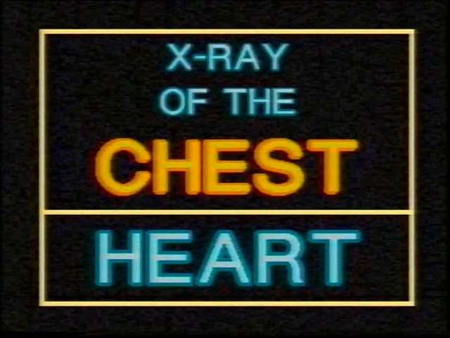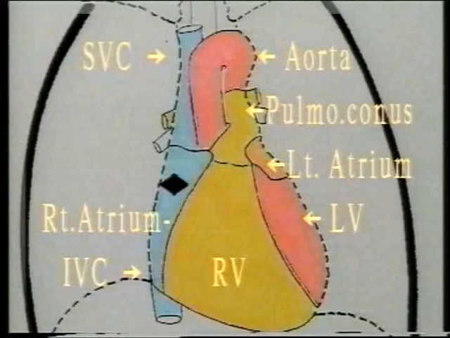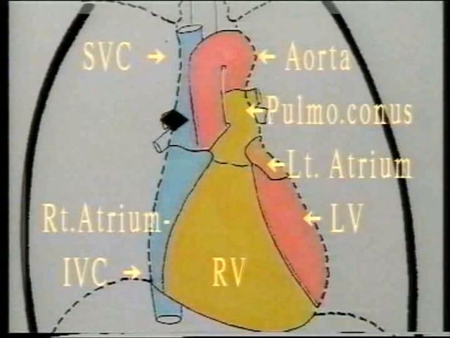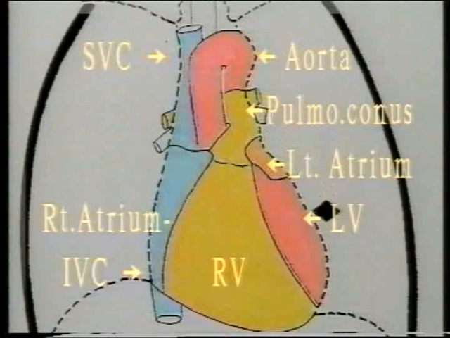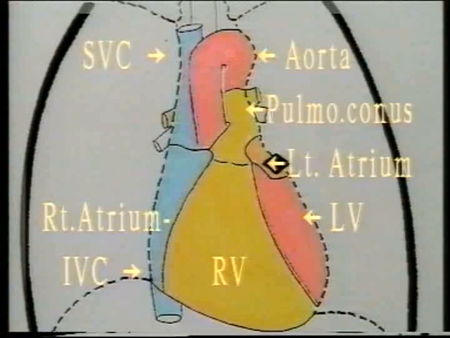In this section, we will first study the anatomy of the cardiac silhouette as seen on the X-ray. The black pointer is on the right atrium. Now this is the superior vena cava draining into it, and this is the inferior vena cava draining into it. This is the right ventricle, the pulmonary valve, and the pulmonary conus, which divides into the right and left pulmonary arteries. This is the left ventricle leading to the aorta and the arc of aorta. And this is a small projection of the left atrium laterally.